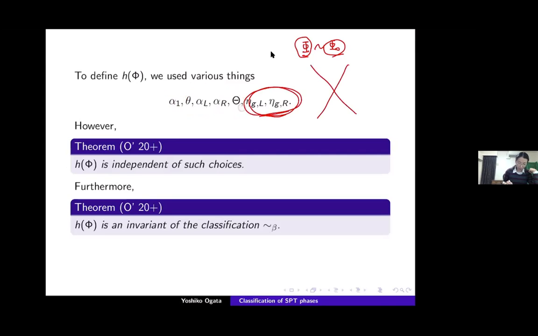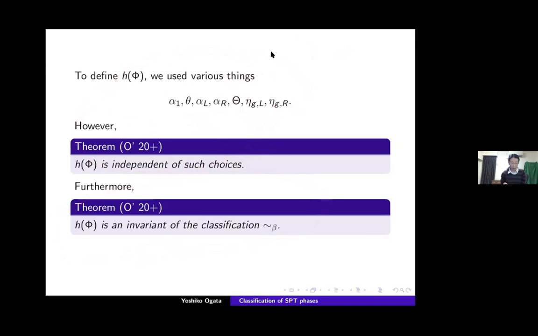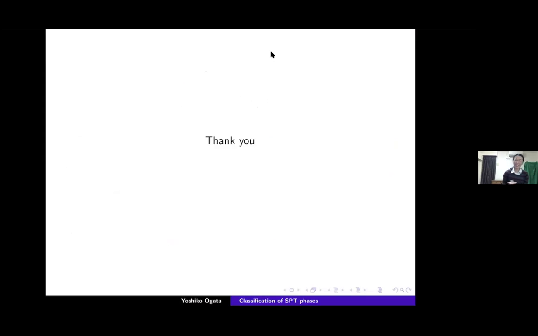So the index was a priori defined based on many choices, but it turned out that it is independent of any of such choices. And the most important thing for us is that this is actually an invariant of the classification of SPT phases. Sorry, I couldn't really explain the last part very well, but that's the end of the story. Thank you very much for your attention.